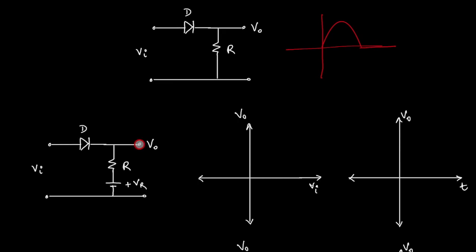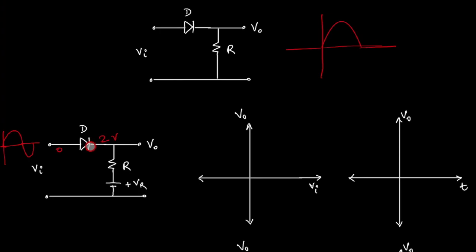If 2 volts is here, for example, and initially my input will be starting from 0, so initially it will be 0. So is it forward biased? No, right? For forward bias, what is the condition? The anode should be more positive than the cathode, or the cathode should be more negative than the anode, either of these two.